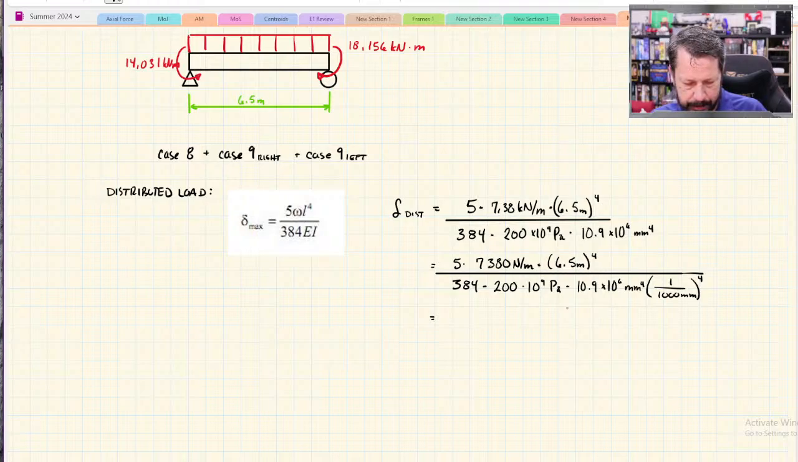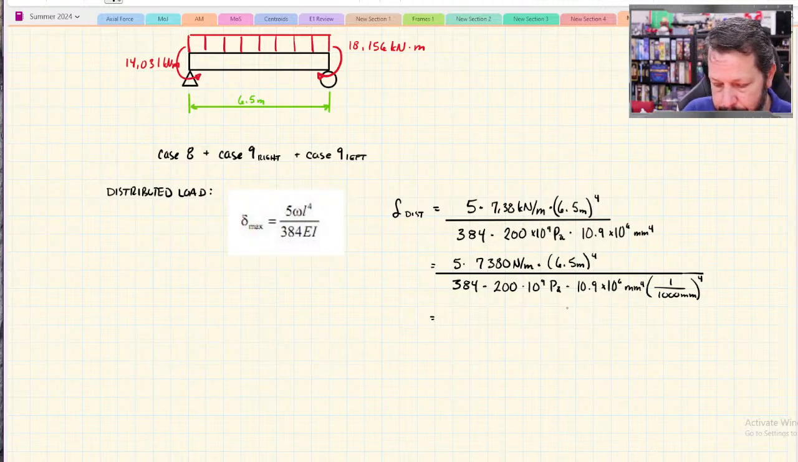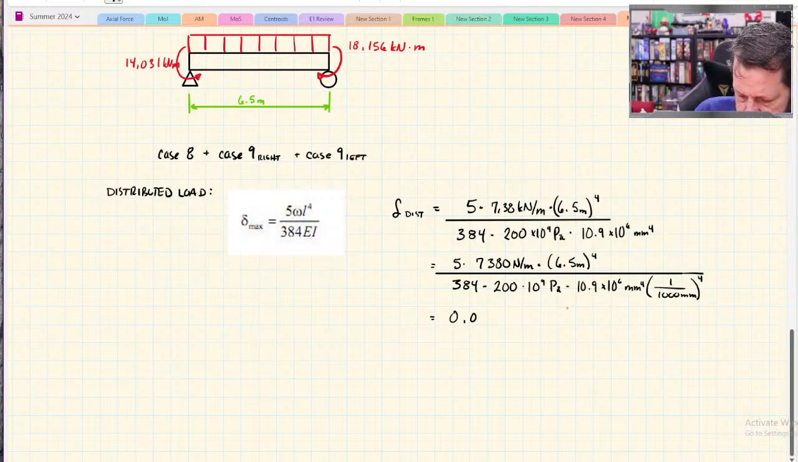I'm working on the denominator now. All right, so I got some 83, I don't know, billion number or something. Or maybe it's 8.3 billion, I don't know. Got a big number for the denominator. It's 5 times 7,380 times 6.5 raised to the fourth power divided by our denominator. I get, this will be meters, 0.07869 meters.